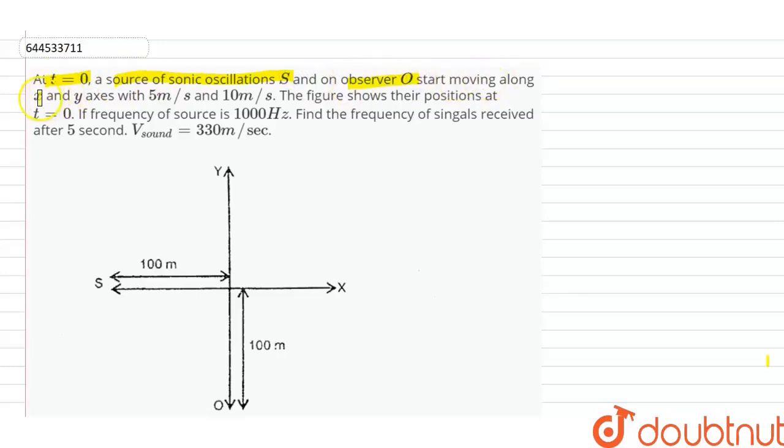At t equal to 0, a source of sonic oscillations S and an observer O start moving along the x and y axis with 5 meter per second and 10 meter per second. The figure shows their positions at t equal to 0. If the frequency of the source is 1000 Hz, find the frequency of signals received after 5 seconds. V sound equal to 330 meter per second.